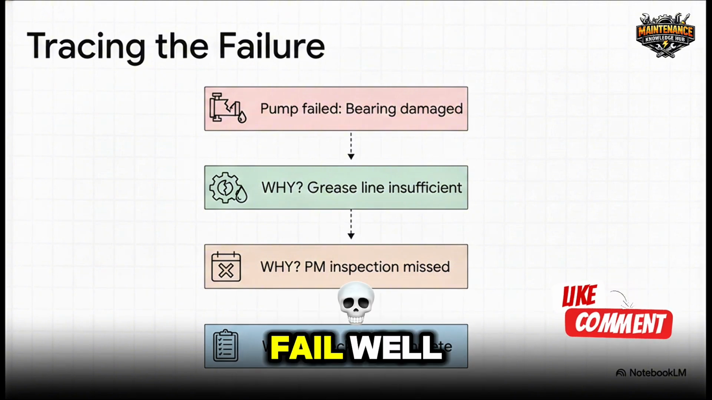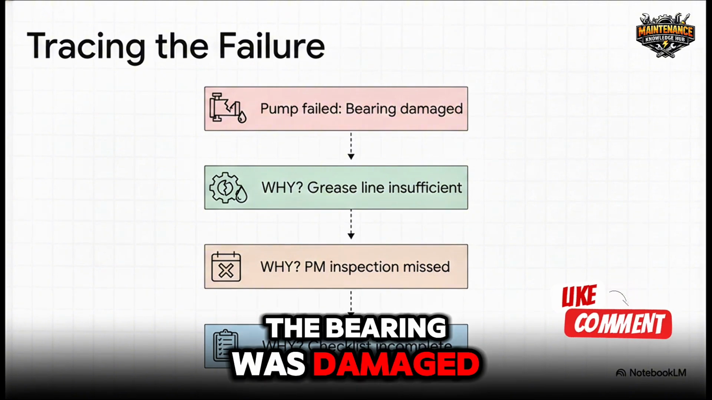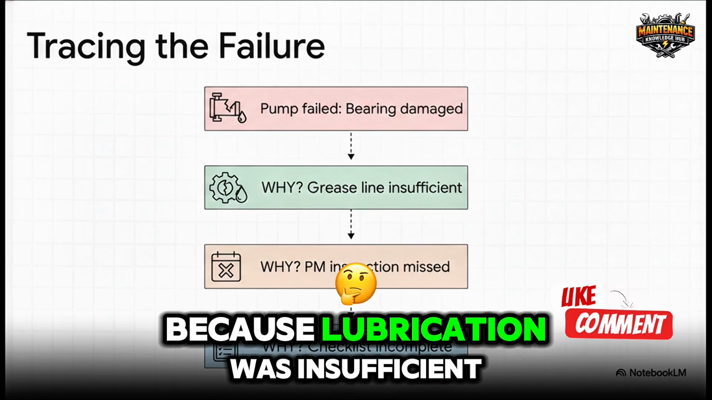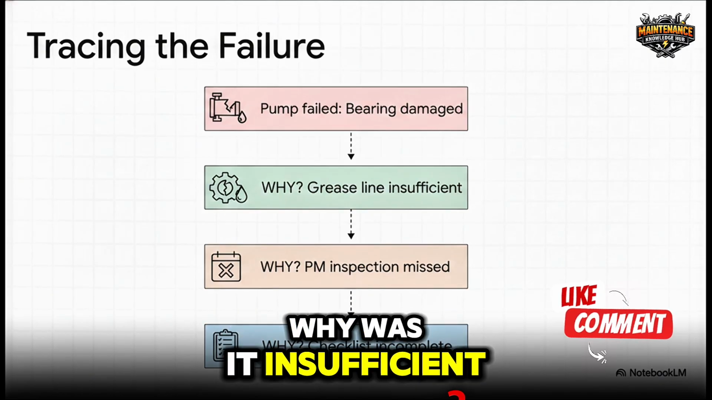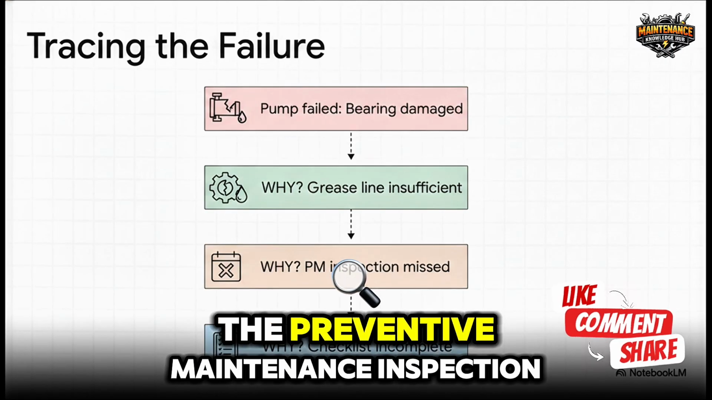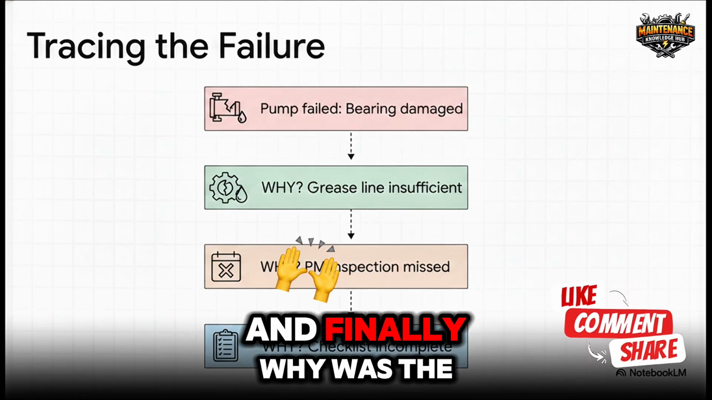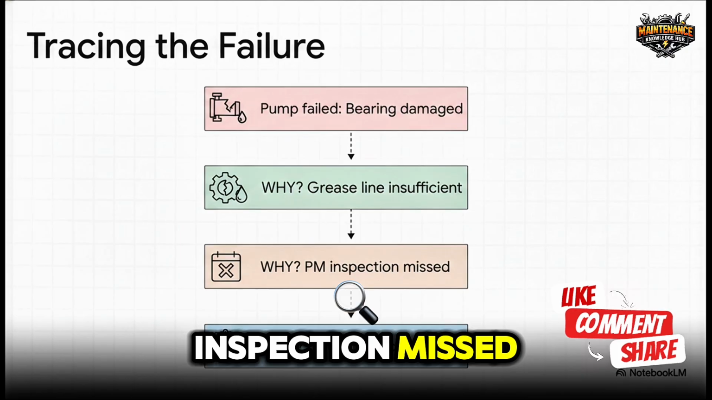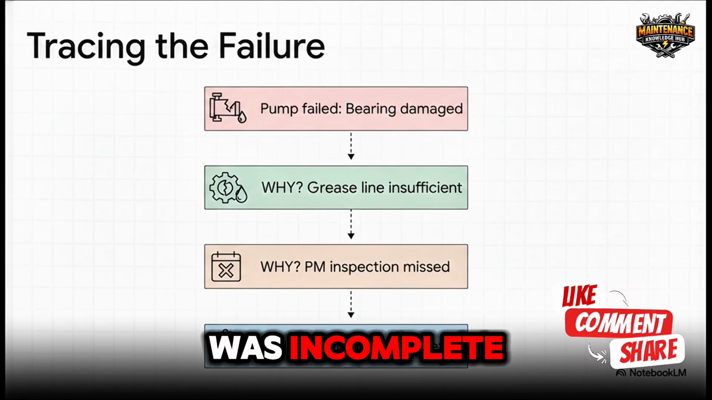Why did the pump fail? Well, the bearing was damaged. Okay, why? Because lubrication was insufficient. Why was it insufficient? Grease line was blocked. Why was the line blocked? Because the preventive maintenance inspection was missed. And finally, why was the inspection missed? Because the maintenance checklist was incomplete.